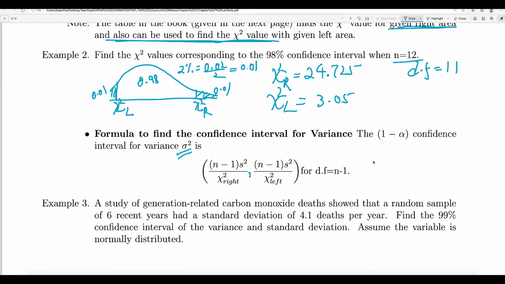And this is for sigma square, the variance: n minus 1 s square over chi-square right is less than sigma square is less than n minus 1 s square over chi-square left. You can write it this way too. This is for variance. So after you find the answer, if you want the standard deviation, you need to take the square root of all of these. Let us do an example.